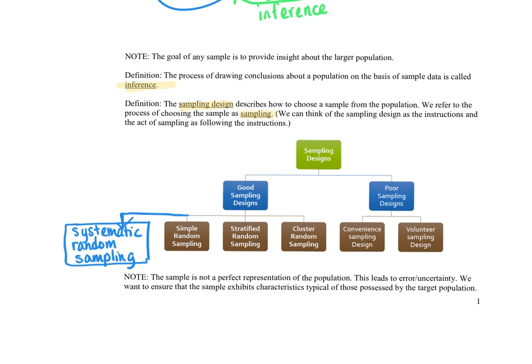What questions do you have so far? Okay, so now what we're going to do is go over some poor sampling designs and examples there, and then we're going to go over the good sampling designs and some examples there. So let's zoom in on the poor sampling designs. Let's look at this portion here.